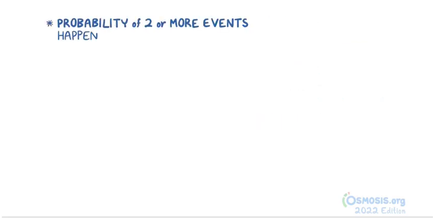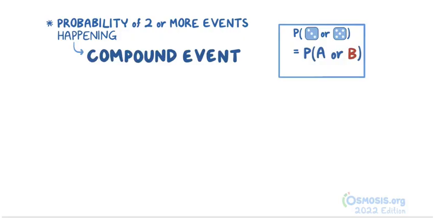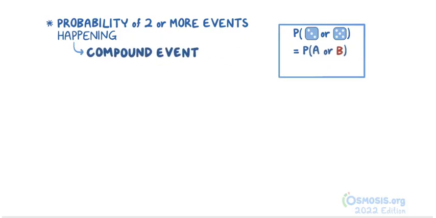Rule 4 has to do with finding the probability of 2 or more events happening, which is called a compound event. For example, let's say we want to know the probability of rolling a 3 or rolling a 5. In this case, rolling a 3 is the first event, or event A, and rolling a 5 is the second event, or event B. So the probability of A or B is a compound event. Now, there are 2 types of compound events, and the first type is the union of 2 events, which is the probability of A or B occurring.